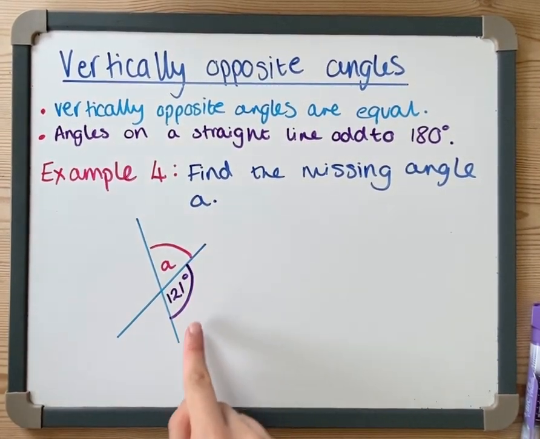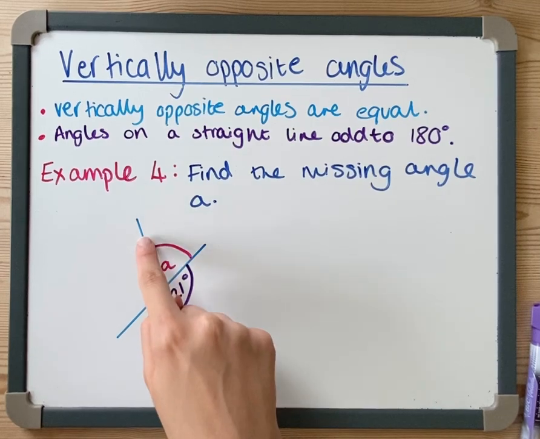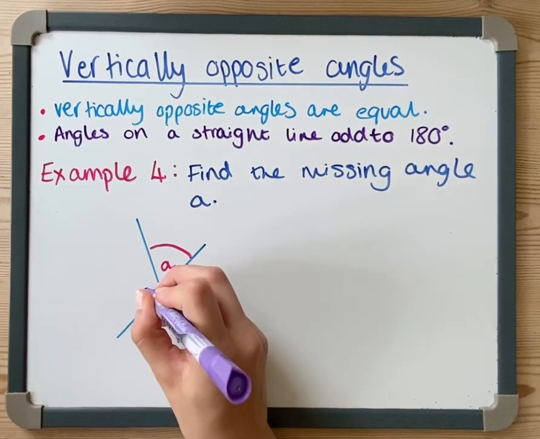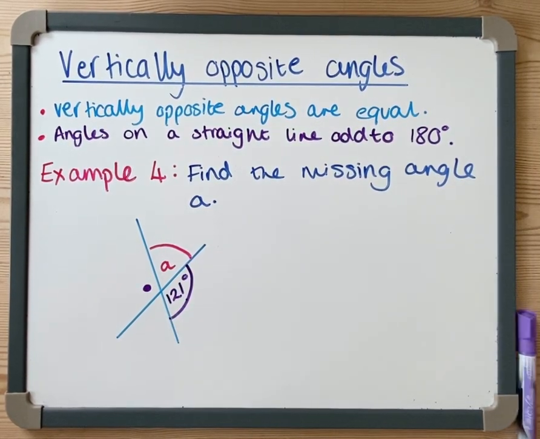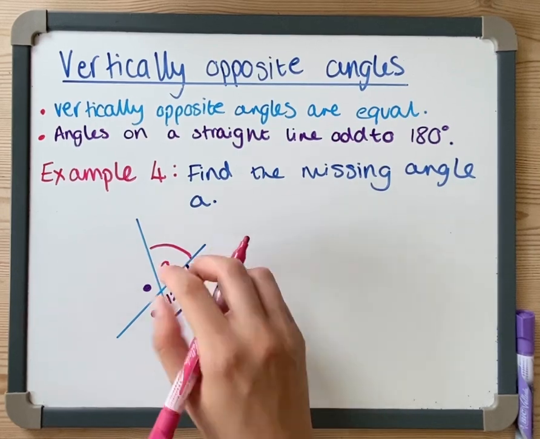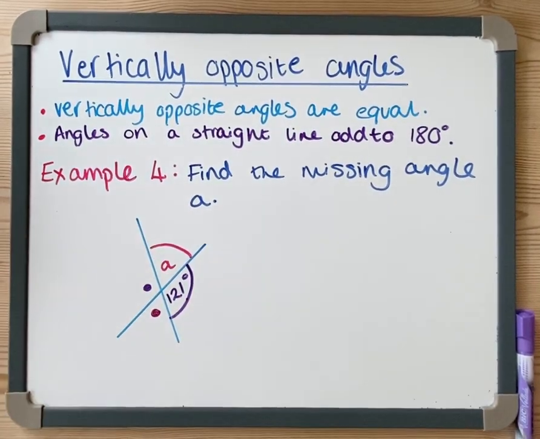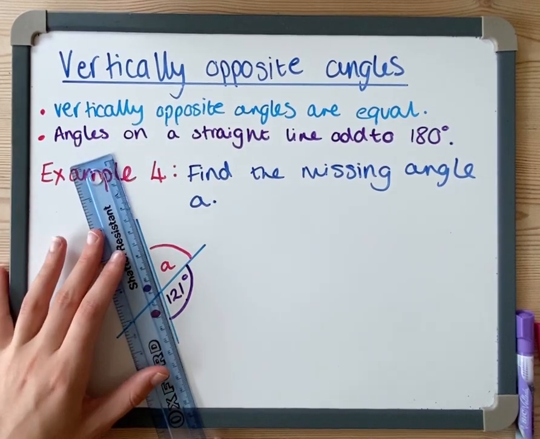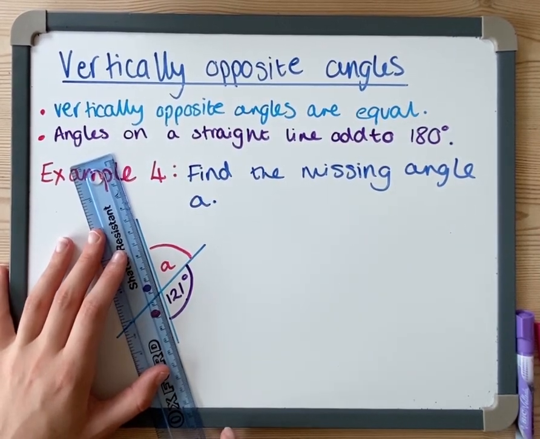So I know this one here is 121 and this angle here is A. They are not vertically opposite. This is vertically opposite to that one there. And this is vertically opposite to that one there. Because you can see they're opposite each other, they're opposite each other. But these two are on a sneaky straight line. And again, I know that angles on a straight line add to 180.